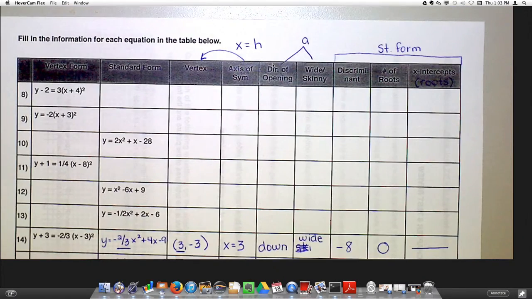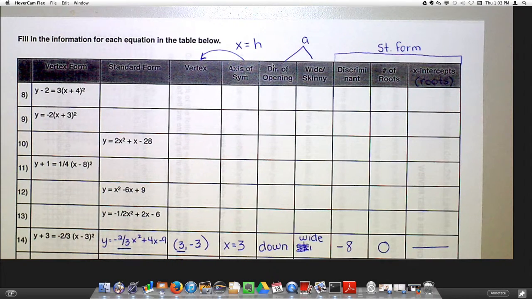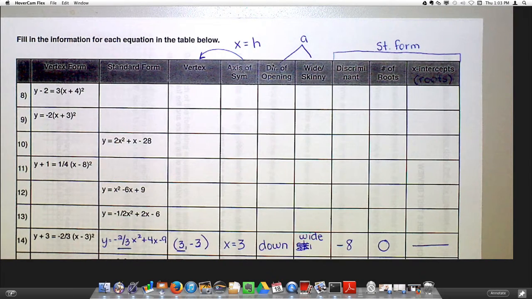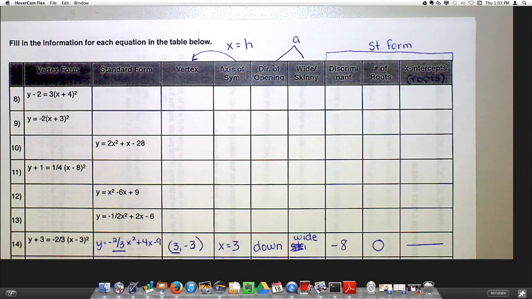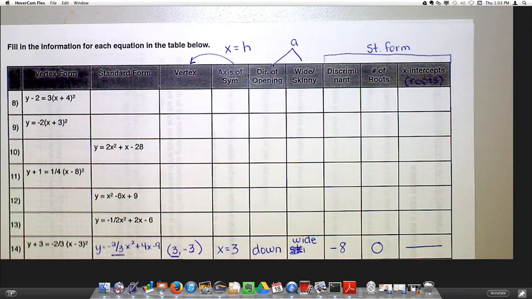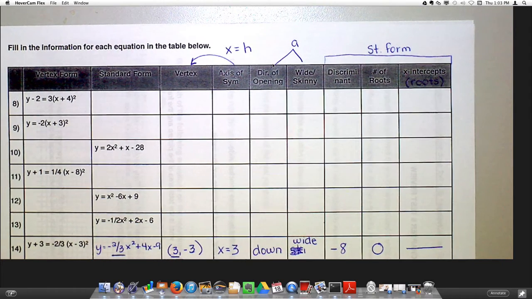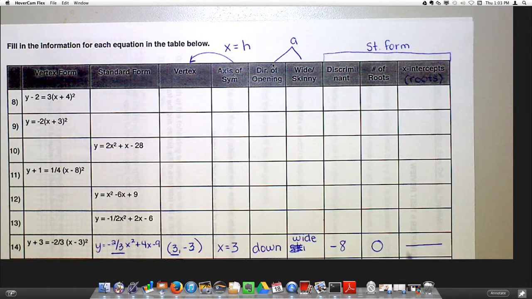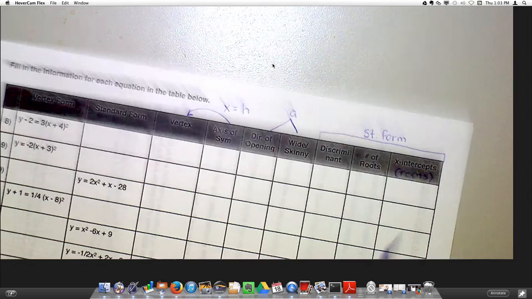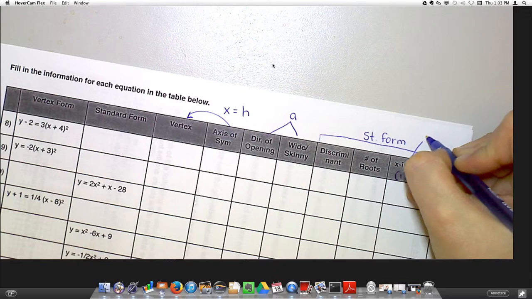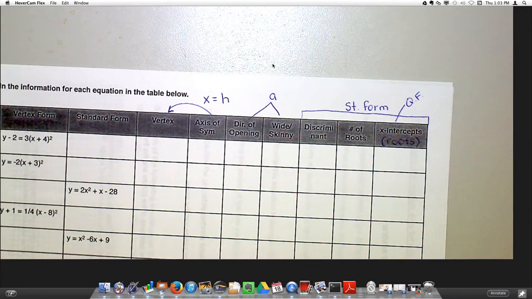Roots and x-intercepts are really the same thing. So if I just found that I have no roots, I have no way to find what the x-intercepts would be. If I did find that I had roots, what would I use to find the x-intercepts? How would I find what they actually are? Yeah, you would want to go back and use the whole quadratic formula. That's how you're going to find x-intercepts if you have x-intercepts to find.